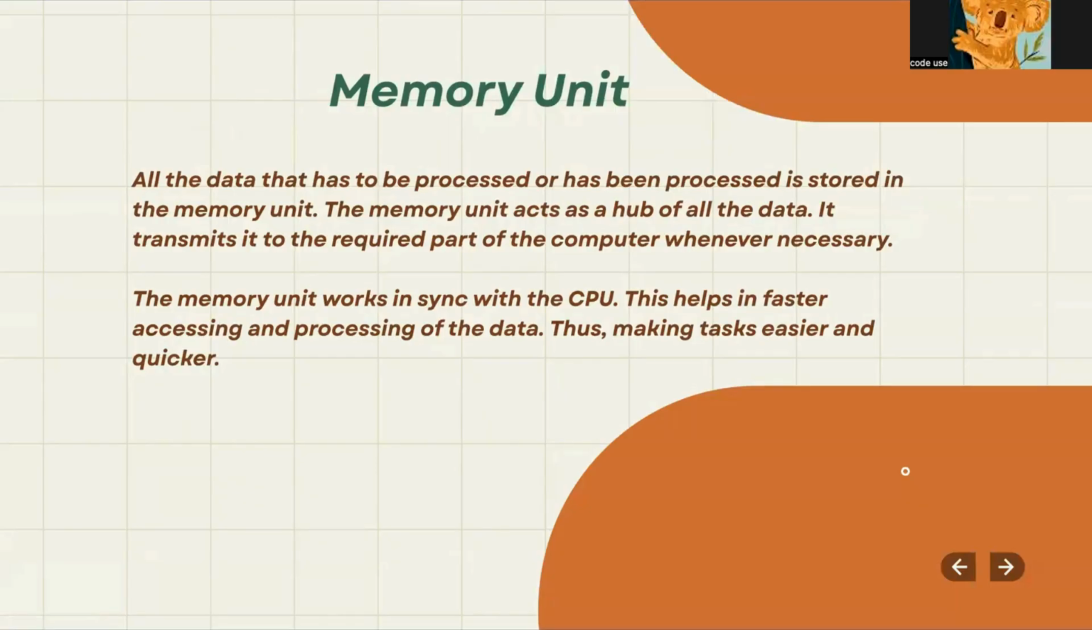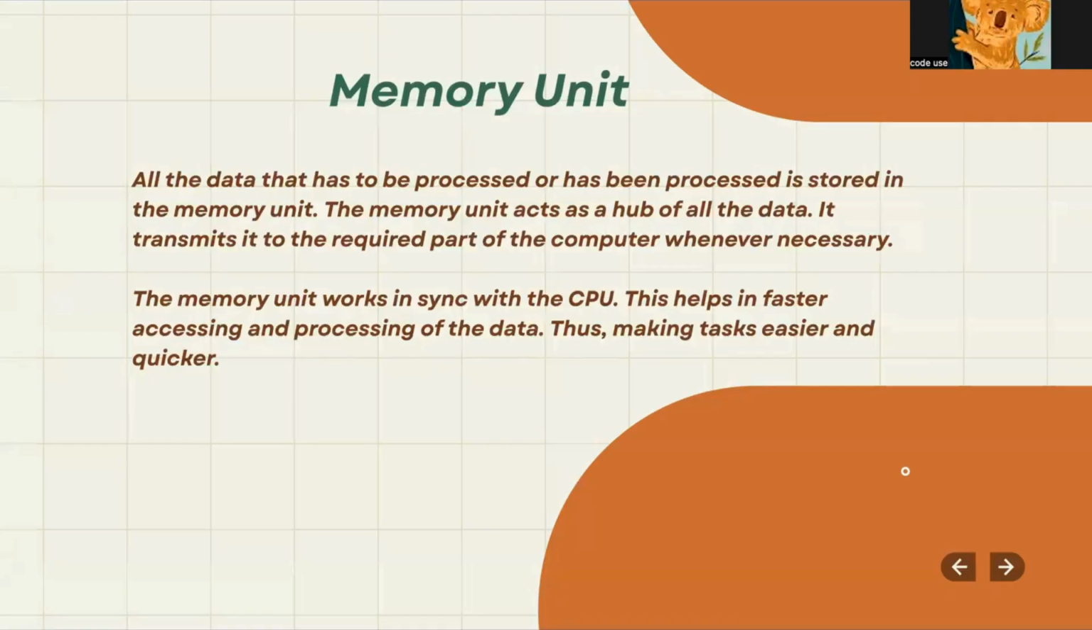So the memory unit acts as a hub of all the data. It transmits it to the required part of the computer whenever it is necessary. All the information which you are giving to the computer is stored. So when you want particular data which you have already stored, you can retrieve it. If you want to use that information or data again, it is already stored in the computer, so you can use it easily.